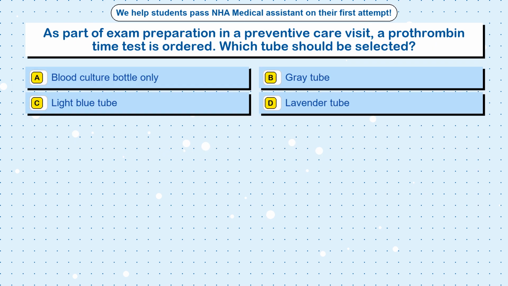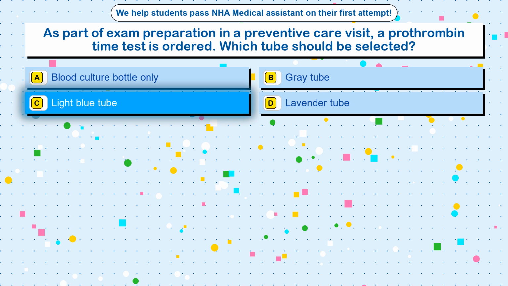Question 92. As part of exam preparation in a preventive care visit, a prothrombin time test is ordered. Which tube should be selected? Option A, blood culture bottle only. Option B, gray tube. Option C, light blue tube. Option D, lavender tube. The correct answer is option C, light blue tube.